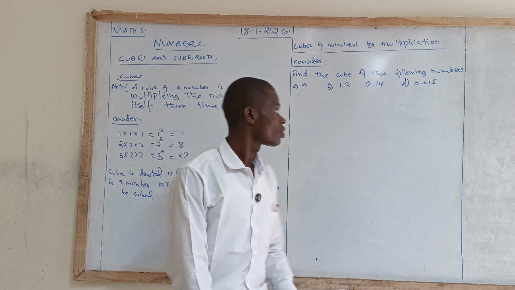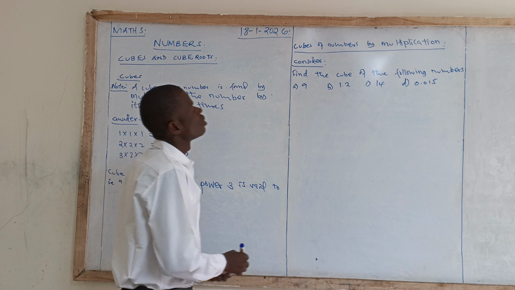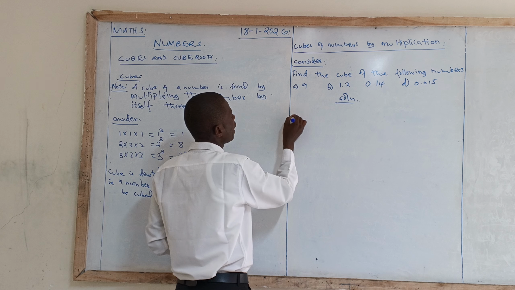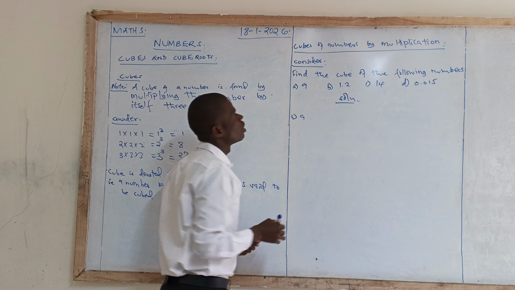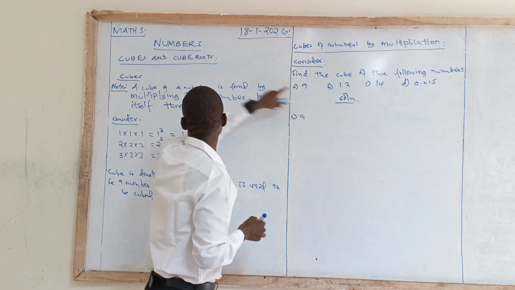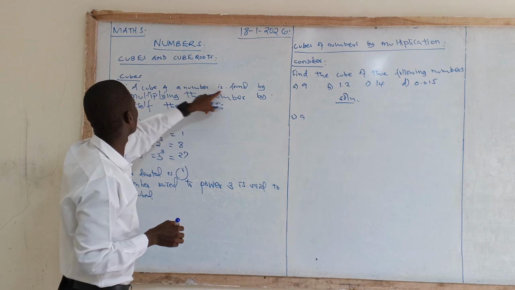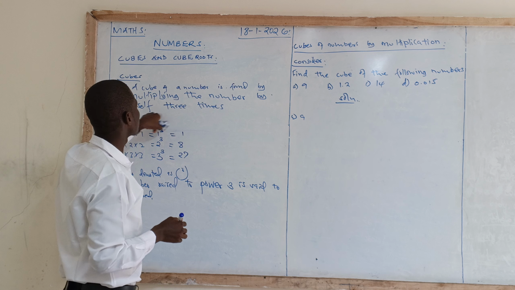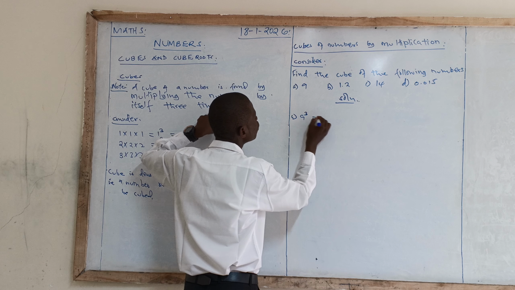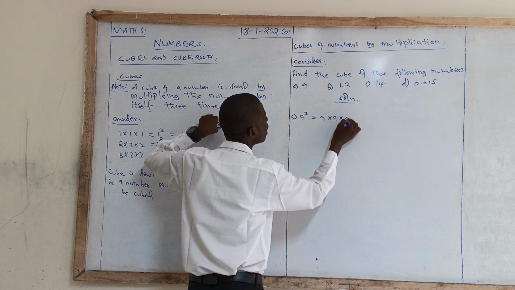0.015. So, solution here. A, what do you have? 9. So find the cube, meaning that we get the cube of 9. And a cube of a number is found by multiplying the number by itself 3 times. So 9 cubed is equal to 9 times 9 times 9.